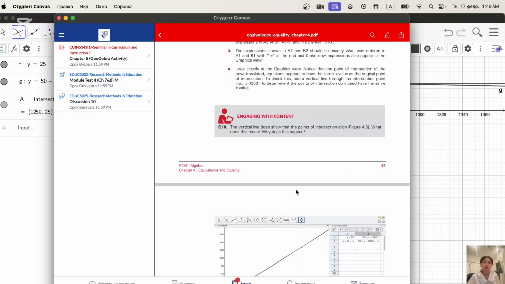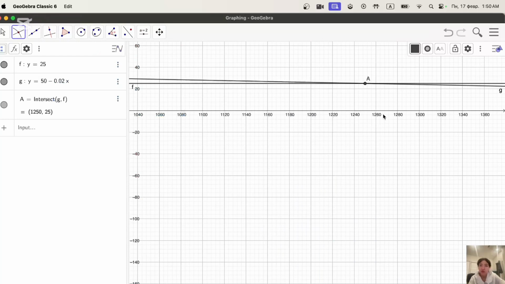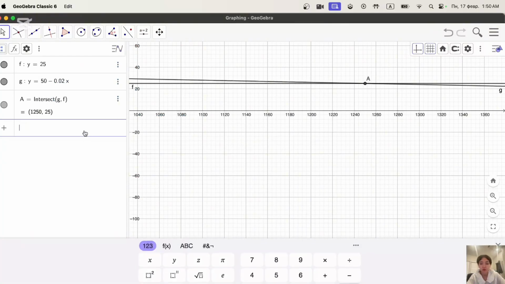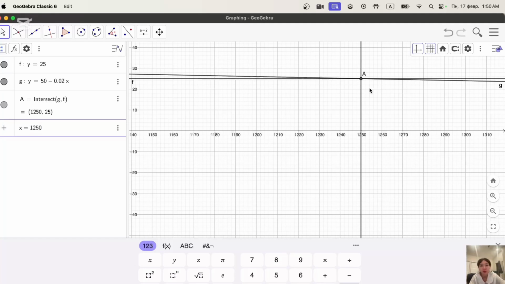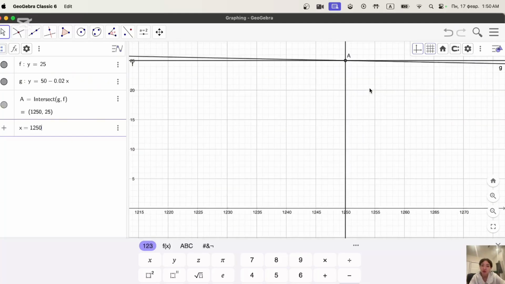Let's go in. So in GeoGebra, adding a vertical line at x equals 1,250 confirms the break-even point is consistent across different representations. This happens because equivalent transformations maintain the x-value in algebraic manipulation. Changing the scale in GeoGebra ensures that both lines align properly.